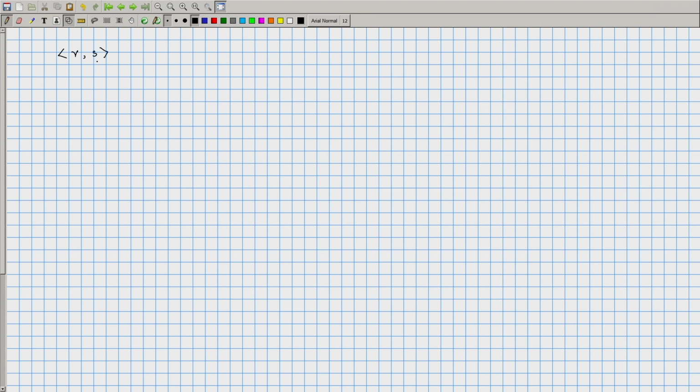So, we will say that R, S is a generator for D 2N, with the restriction that R raised to N is equal to identity, S squared is equal to identity, and R S is equal to S R inverse. You can see that this is going to be a non-commutative group.